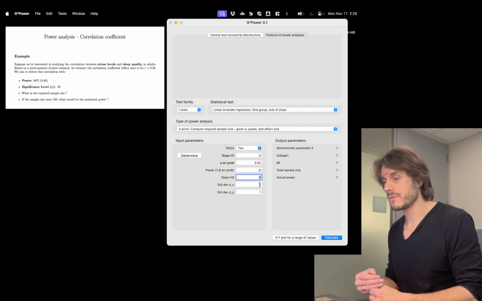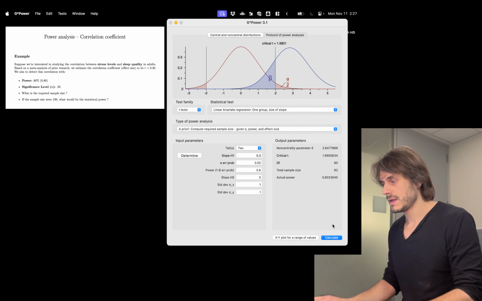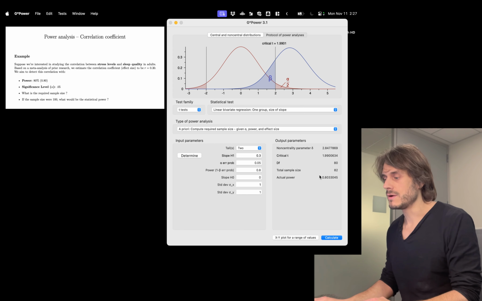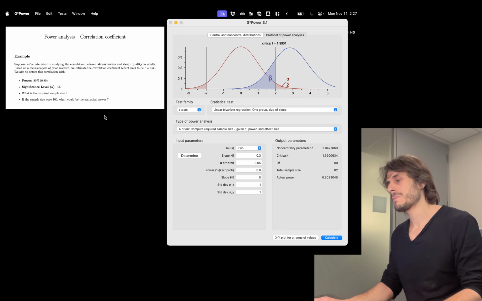That means that we're comparing with a null hypothesis where the correlation is null, which is what we do most of the time, of course. And that's it. So I'm going to click on calculate. Boom. And what it tells me here is that I would require a sample size of 82. And I would achieve with a sample size of 82 a statistical power that's actually, of course, slightly higher than my 0.8, but nearly the same. Okay, so that answers the first question, what's the required sample size.